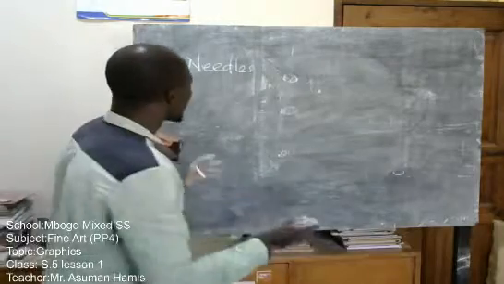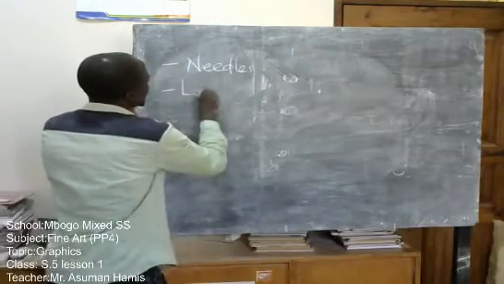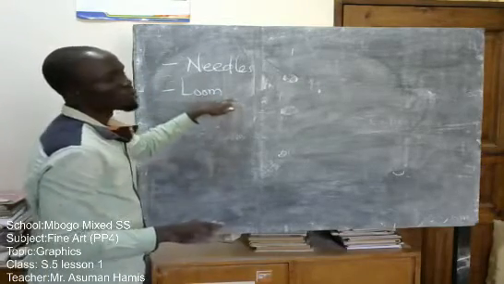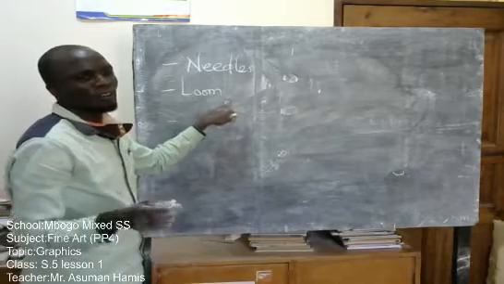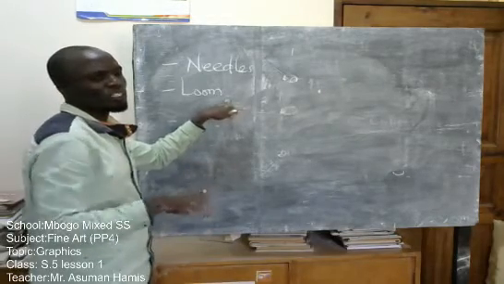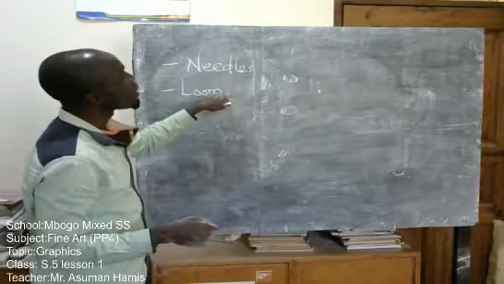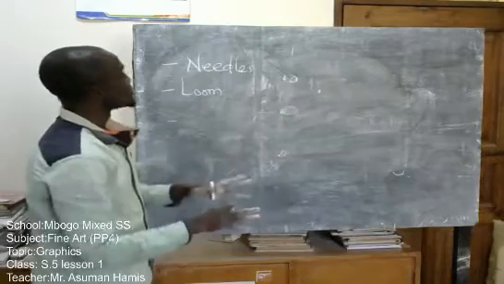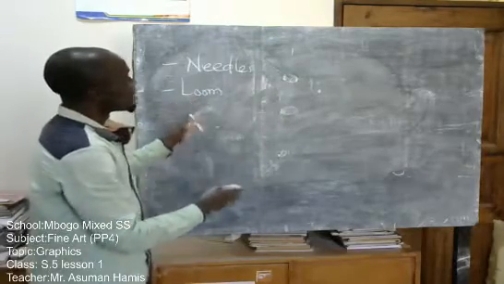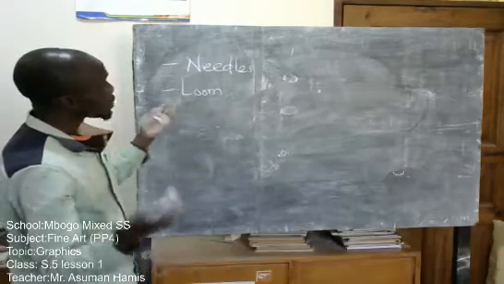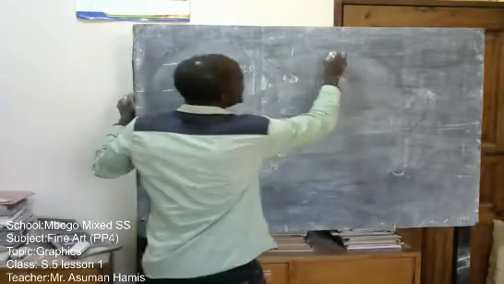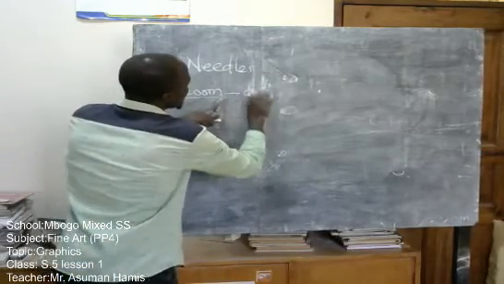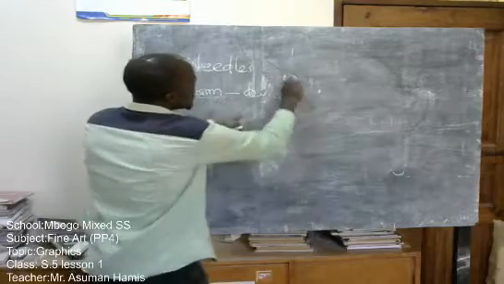Then number two, we have what we call a loom. A loom is a tool or a device on which yarn is laid, or on which the warps are laid, during the process of weaving. There is a wooden frame that we use when we are weaving. Sometimes we have what we call a frame loom. Let's look at the looms first as I'm explaining. The loom is a device, or it is a frame.